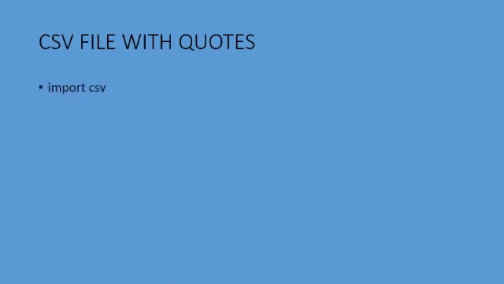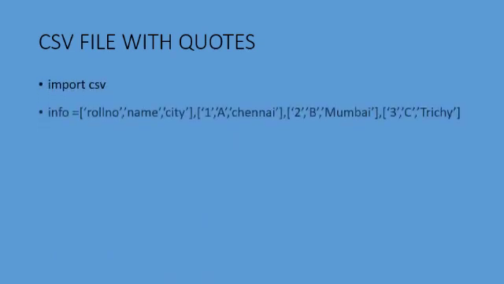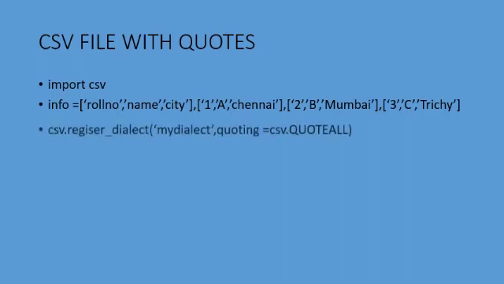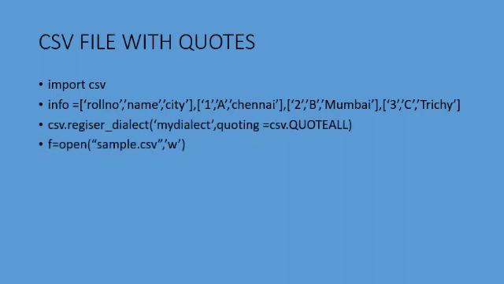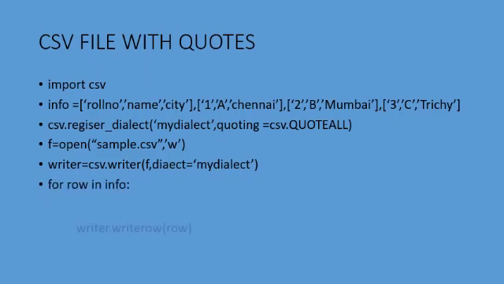The final thing we are coming to. What is the meaning of quotes? Let's say, like the dialect we have seen, how to write the data in a CSV file with the quotes. About that we are going to see. So now import csv as usual. Then information equal to, I am giving all the rows. First row, roll number, name, city. Second row, 1A Chennai. Third row, 2B Mumbai. Fourth row, 3C Trichy. I have given the data. Now in this data I have given single quotes, that's all.